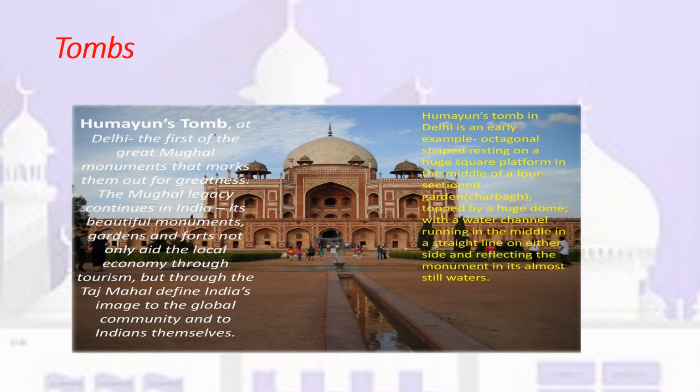A large number of tombs were built during the medieval period. The general pattern of the tomb comprises a domed chamber known as hujra and a cenotaph in its center with a mihrab, where the real grave was located in an underground chamber. Humayun's tomb in Delhi is one of the finest examples of tomb architecture.